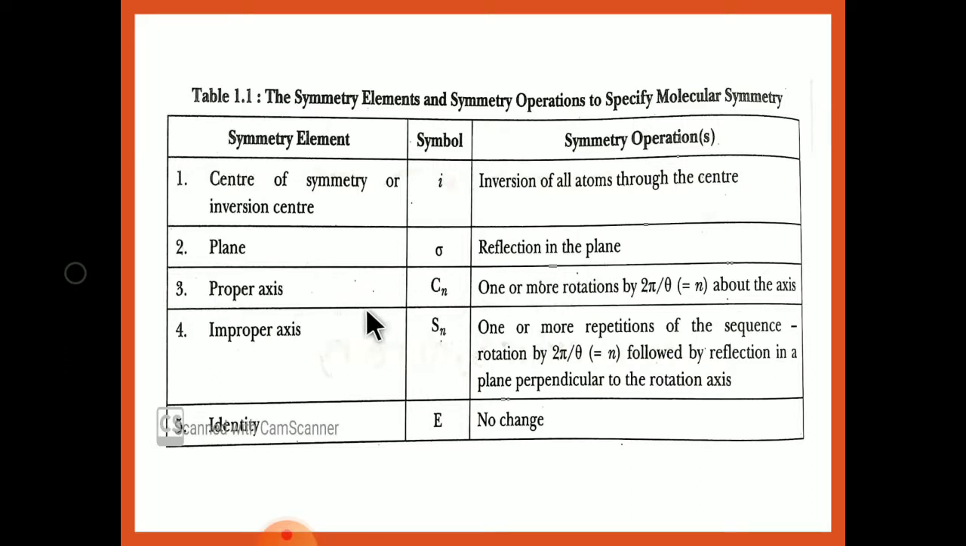Third is the proper axis, represented by the symbol Cn, with one or more rotations by 2 pi by theta, which is equal to n, about the axis. Next is the improper axis, represented by the symbol Sn, with one or more repetitions of the sequence: rotation by 2 pi by theta equal to n, followed by reflection in a plane perpendicular to the rotation axis. And the last one is identity, represented by the symbol capital E, whose symmetry operation is no change.